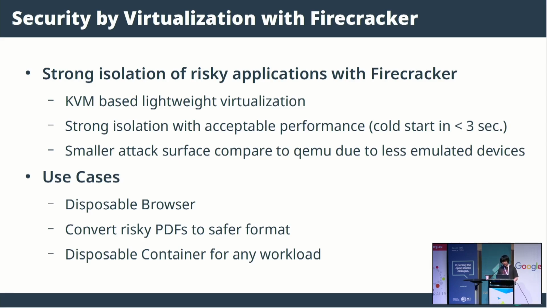Typically, each workload starts in less than 3 seconds, and it has a smaller attack surface compared to full-scale QEMU-based KVM emulation due to fewer emulated devices. Some of the use cases include disposable browsers. You can run less trusted websites in a browser confined by this container. Or you can also do things like convert risky email attachments like PDFs within those disposable containers. And after the operation, that container will be destroyed. And in reality, you can throw any workload you want into this kind of disposable container as long as it's supported on Linux.